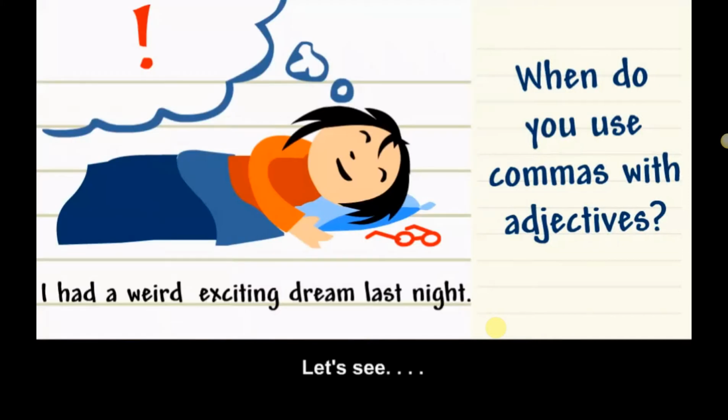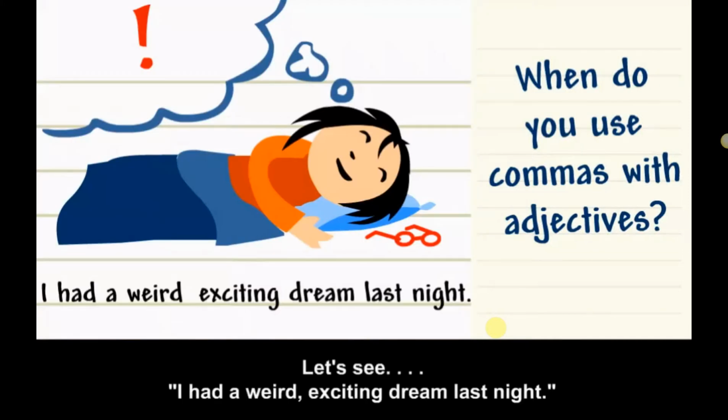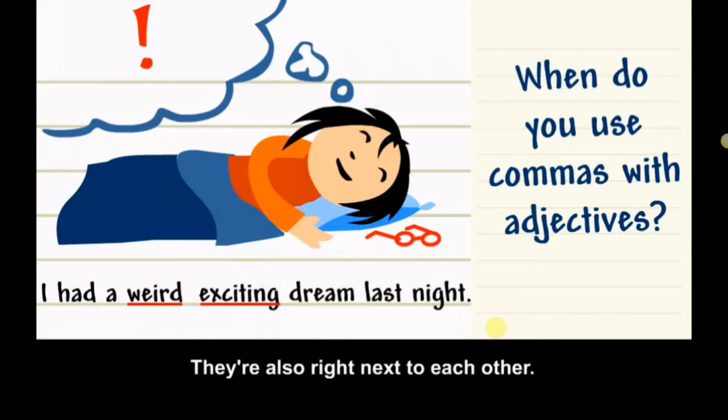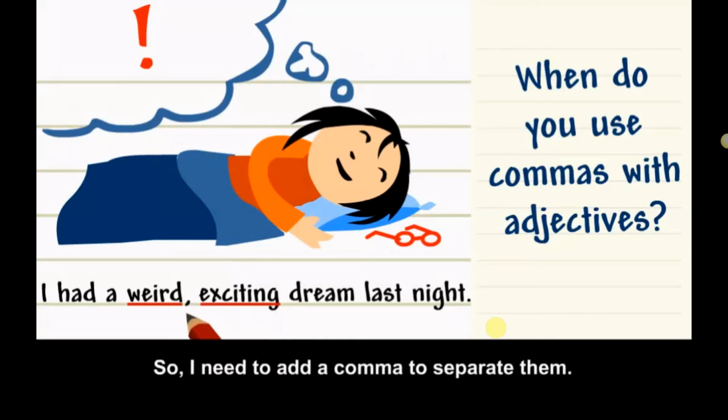Let's see. I had a weird, exciting dream last night. The words weird and exciting are adjectives that describe the dream. They're also right next to each other. So, I need to add a comma to separate them.